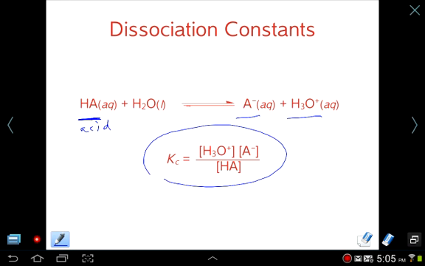Now recall that liquids do not go into the equilibrium expression, and that's why we ignore water. But all the rest, since they are aqueous, go into the equilibrium expression. So this is the standard way of expressing K, as we've seen in the previous chapter.